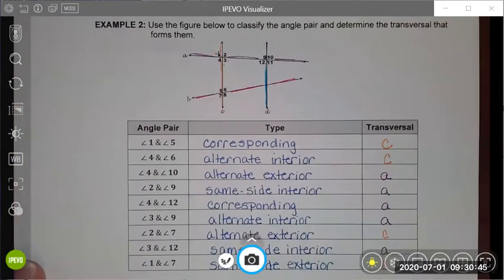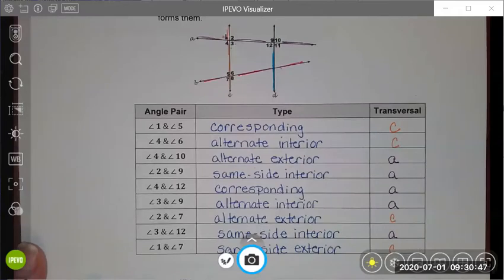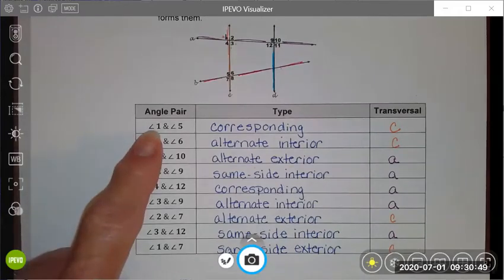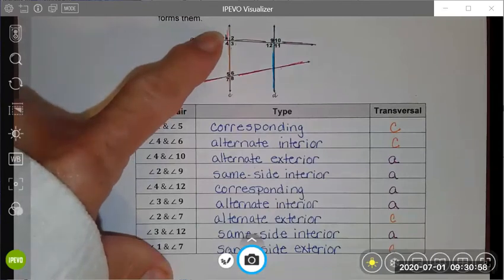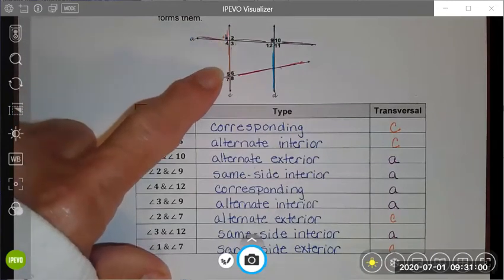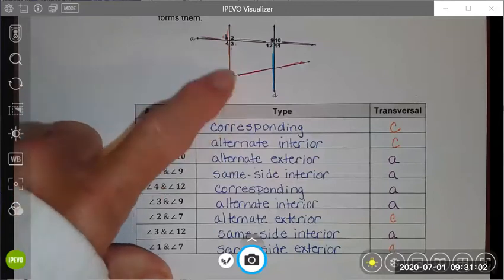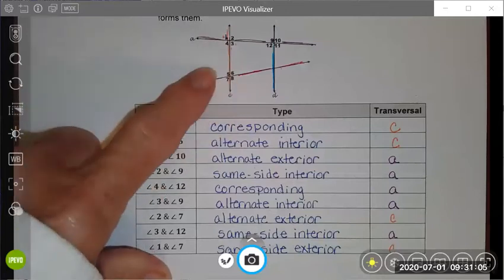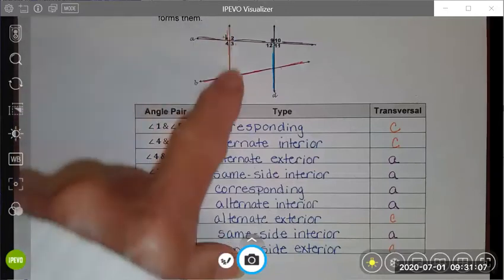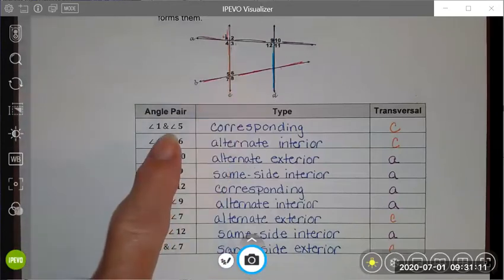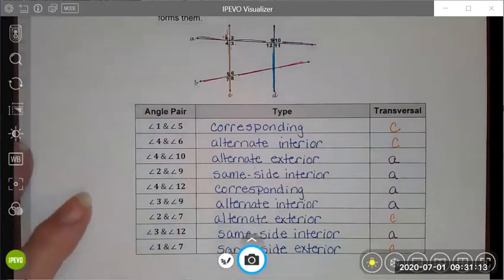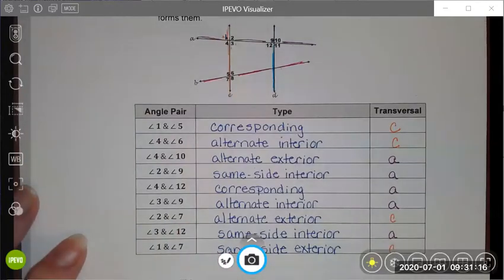All right, here's what I came up with. Again, corresponding angles are sometimes the hardest to identify. They will be in the same relative position. I noticed that angle 1 is the top left of this angle cluster, and this other angle is the top left of its cluster, and so they are in the same relative position. They are created by the transversal C, so they are corresponding angles. And then I did a similar process for the remaining angle pairs.